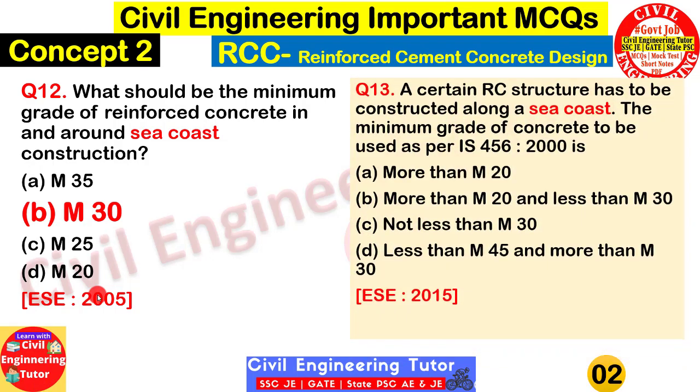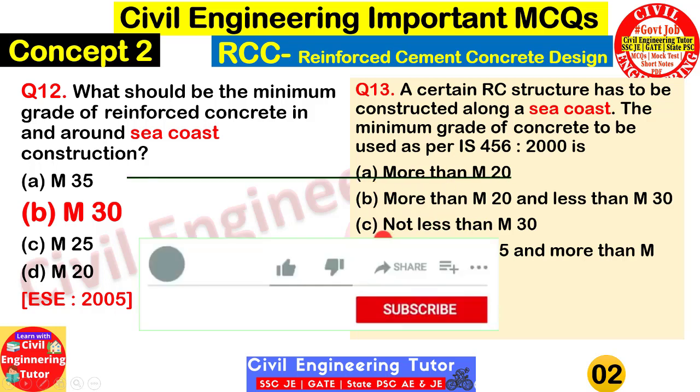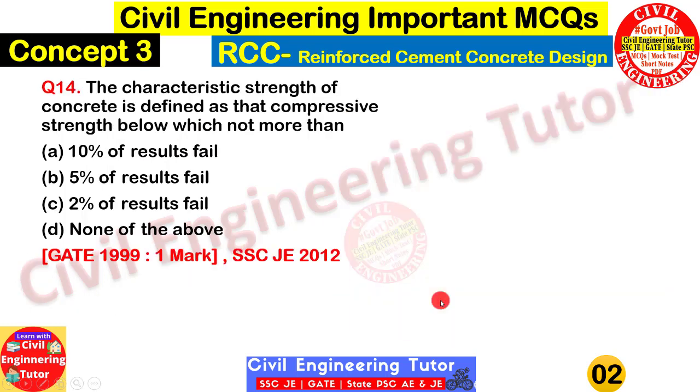Now again, question number 13, sea coast is mentioned, so obviously the answer will be M30, but they have worded the option differently. So here the correct answer will be not less than M30. So the correct answer is C. This question was asked in ESE 2015.